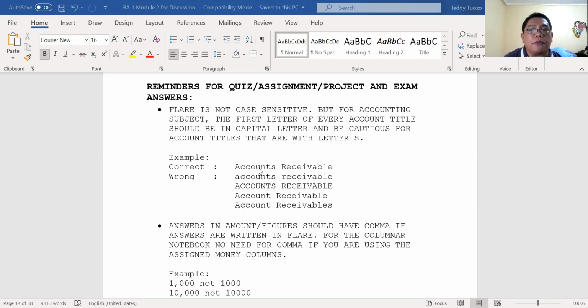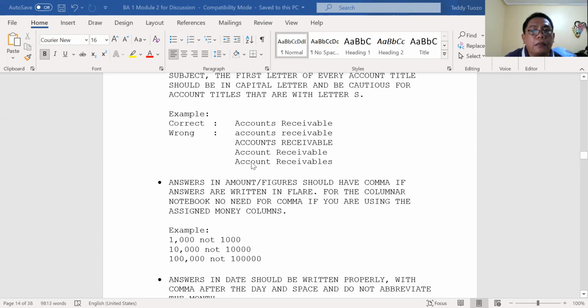So the first letter for accounting subject class, the first letter of every account title should be in capital letter. And also be cautious for account titles that are with letter S. So I have examples here. Now, if the account title is accounts receivable, the proper writing of the account title is capital A for accounts, and it should be with S, and capital R for receivable. And the following examples will not be considered in Flare.